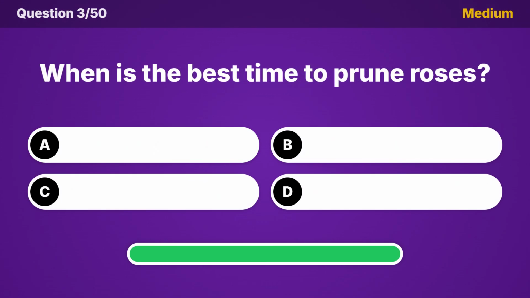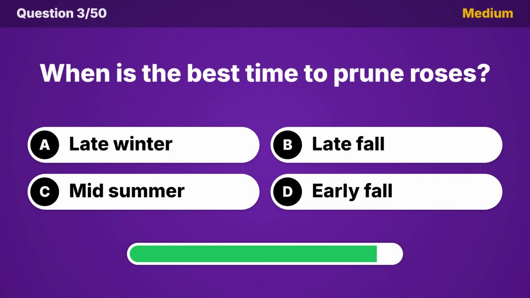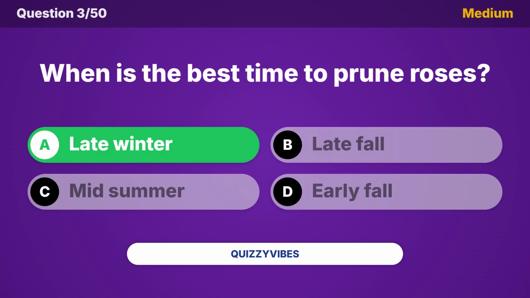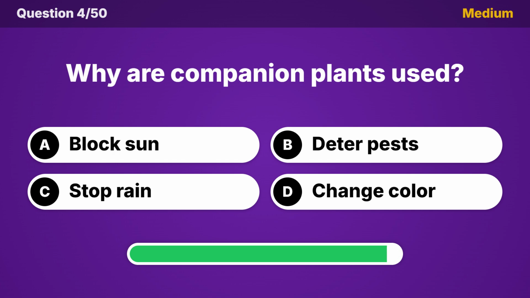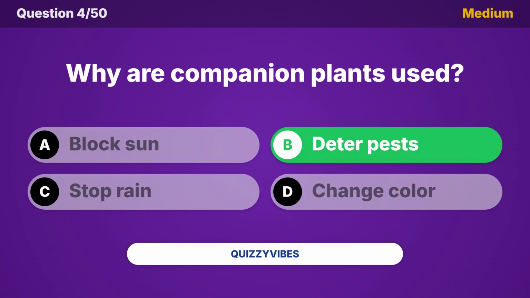When is the best time to prune roses? And the answer is late winter. Why are companion plants used? Time's up. It's deter pests.